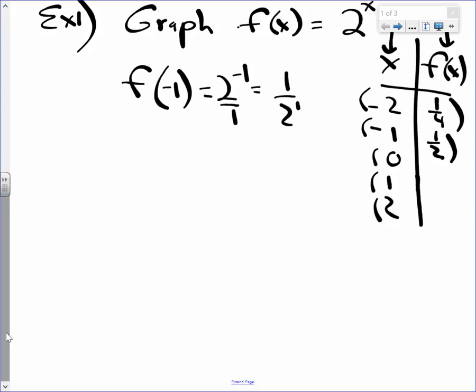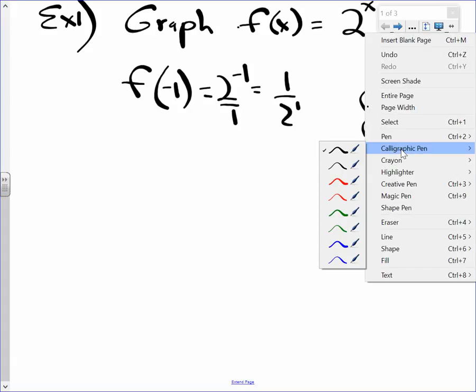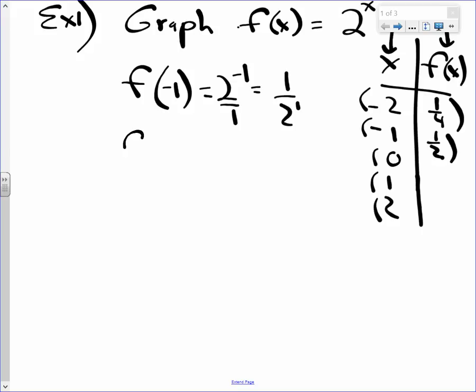The next input, a function at 0. That's going to be 2 to the 0 power. What's anything to the 0 power? 1. 0 power exponent rule. If the exponent was 0, it becomes 1.